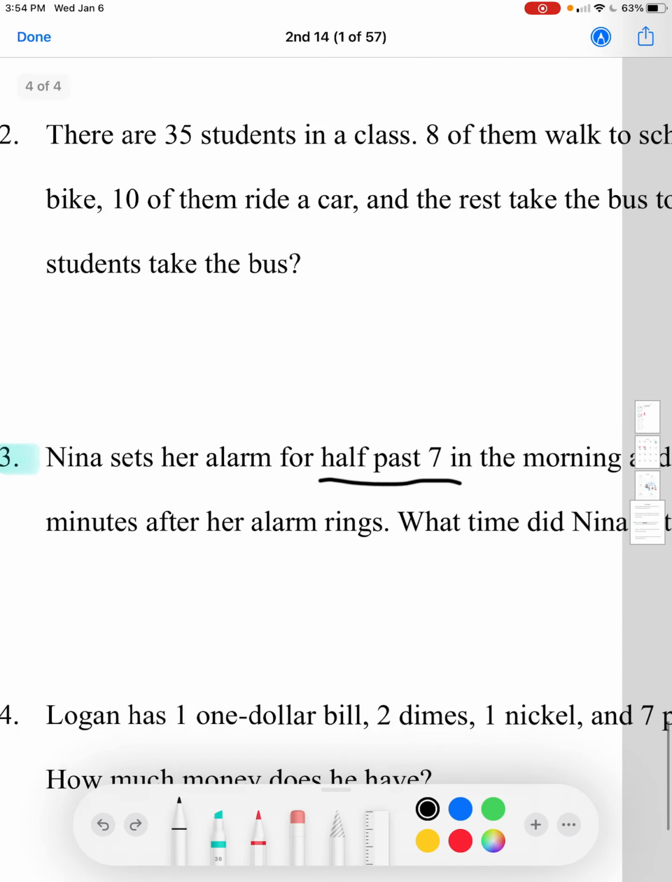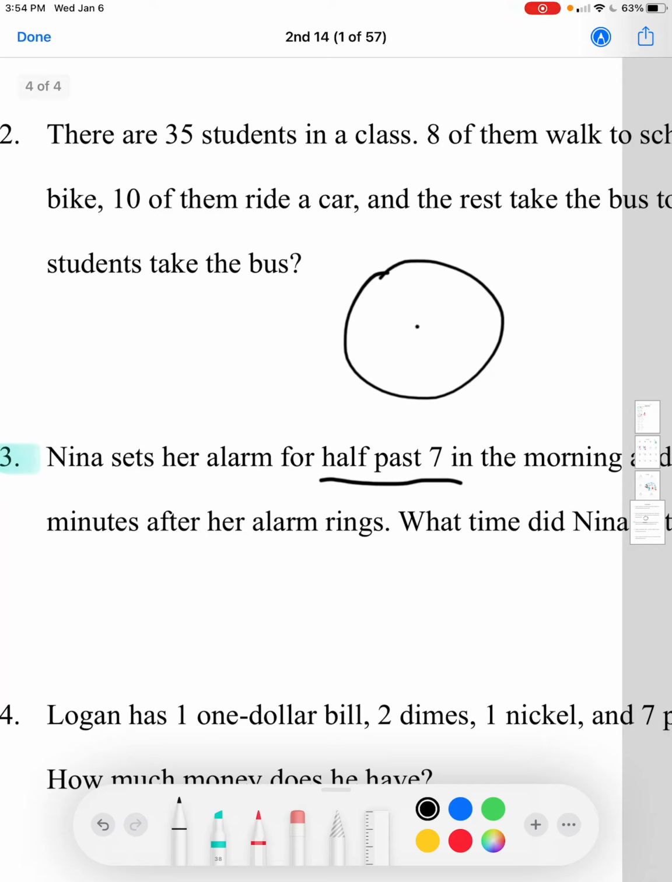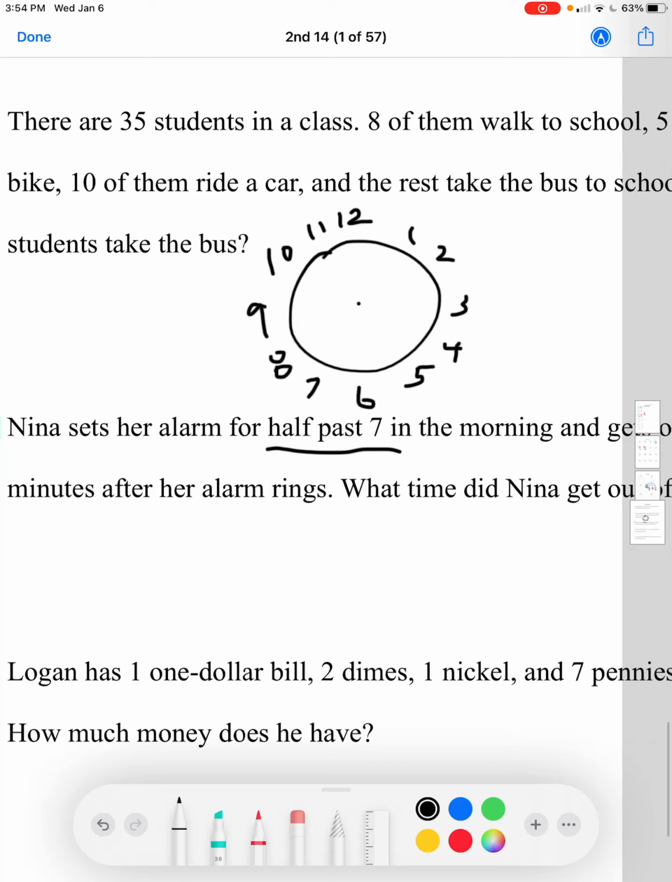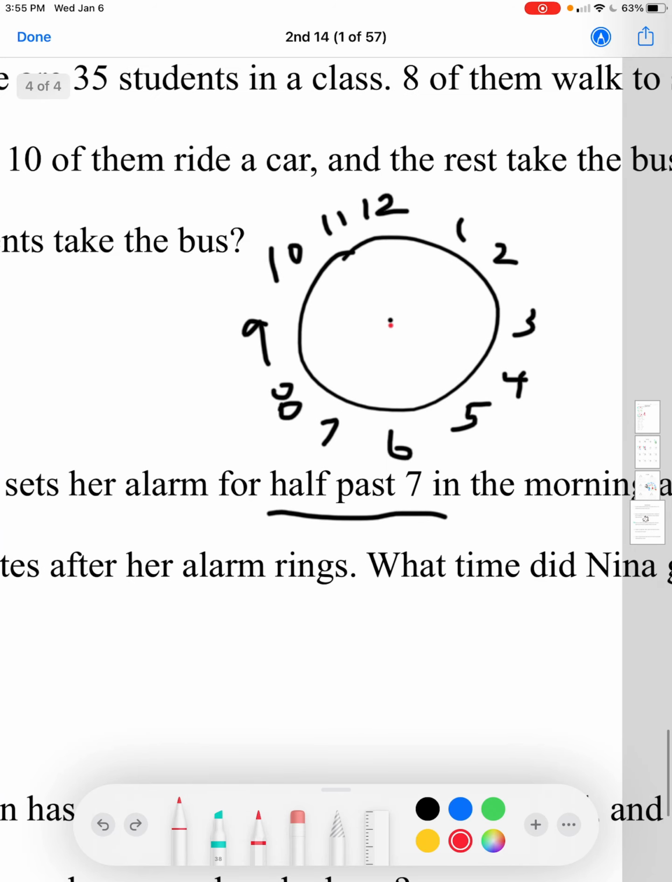So let's draw a clock. We'll use the spacer here. Put 12, 3, 6, 9, 1, 2, 5, 7, 8, 9, 10, 11. So we have our clock right here. It's a little messy, but you can see the numbers. So she sets her alarm for 7:30. So we know that the hour hand is going to be pointing at the 7. And the minute hand depends on this half past part.